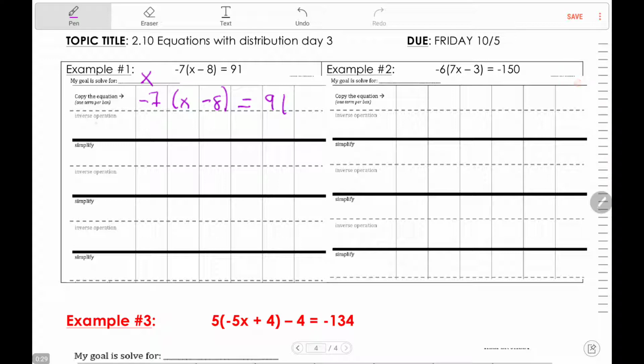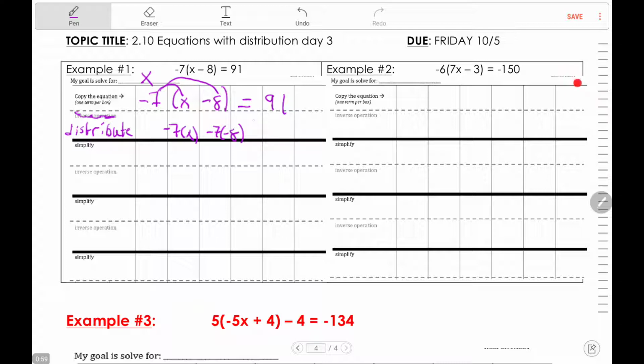Alright, and our first step before we do inverse operations is to distribute. And remember, that means multiply what's outside the parentheses by what's inside. So -7 is going to get multiplied by x, and -7 is also going to get multiplied by -8.